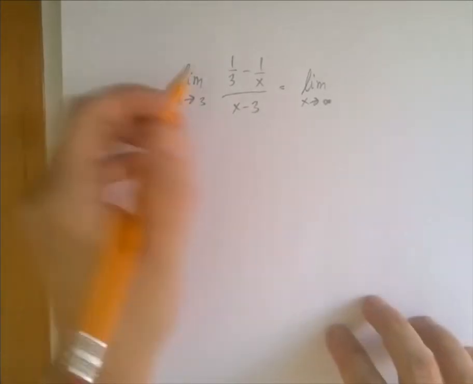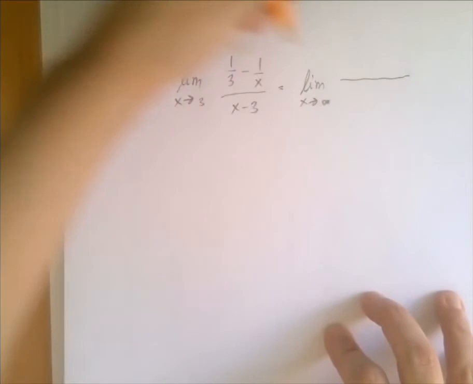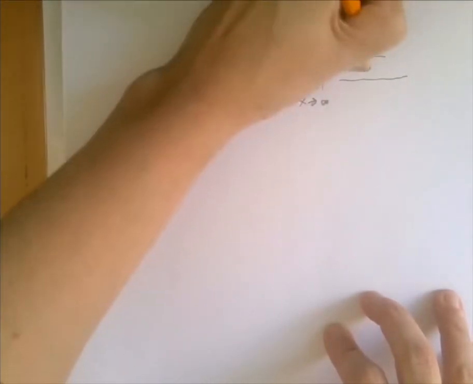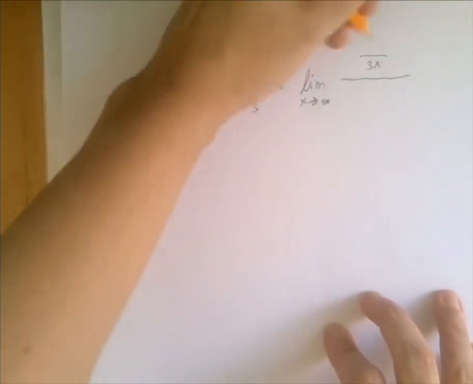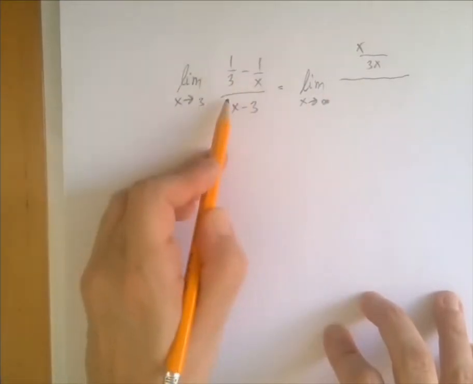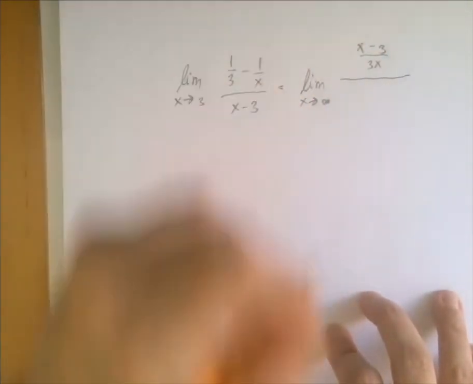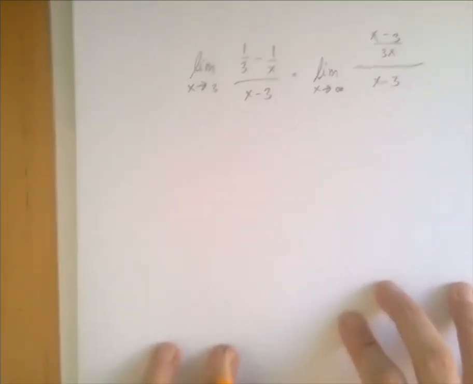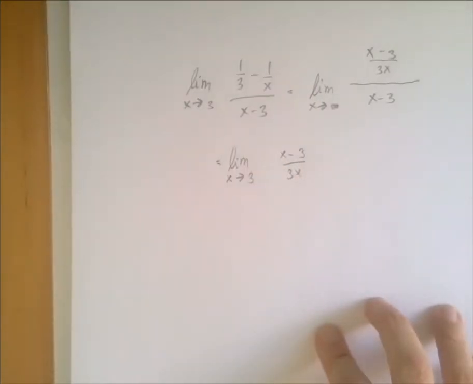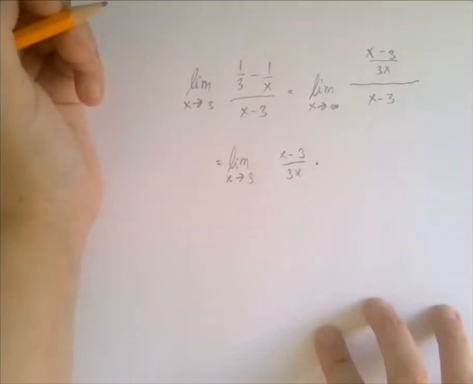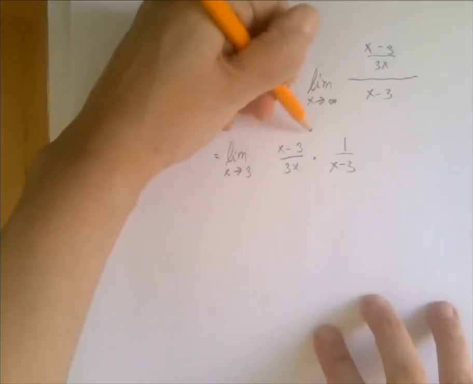First, in the numerator, we bring the 2 to the common denominator, which is 3x. And then we have x, because x over 3x is 1/3, minus 3, and we divide that by x minus 3. Okay. To divide is to multiply by the reciprocal, so we're going to have x minus 3 over 3x multiplied by 1 over x minus 3. You see there is cancellation here.